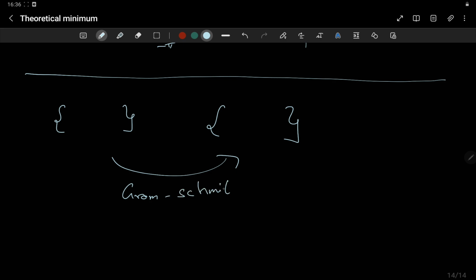That can be done through a procedure called Gram-Schmidt. I think that's the spelling, I'm not sure. Okay, so you are aware of that procedure.